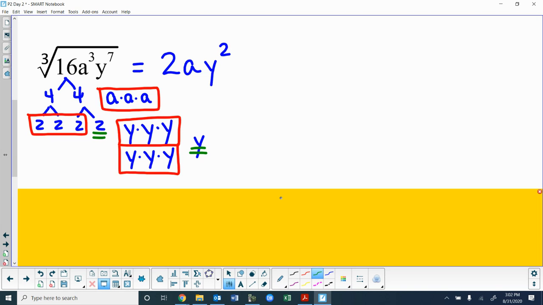So when I finish this up, remember it's cube root, so I do my cube root symbol. And then remember, we have a 2 left over and a Y, that stays underneath the radical sign, we call it the radicand. So that would be the cube root of 16, A to the 3rd, Y to the 7th. When I simplify it, that is the answer I just finished.